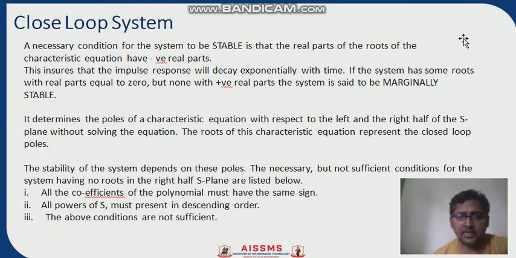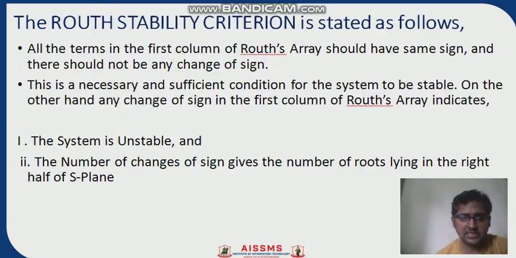But for stability or marginal stability, we have to know the procedure to check the stability of a system. So basically, the Routh stability criteria. As per this criteria, the first column of the Routh array should have the same sign and there should not be any change in the sign. So while calculating, we must look at that sign, that it should have the same sign. This is a necessary and sufficient condition for the system to be stable.